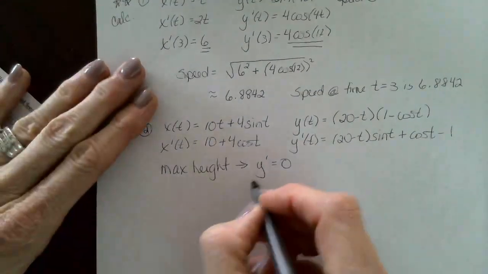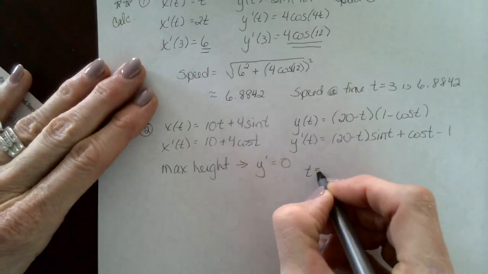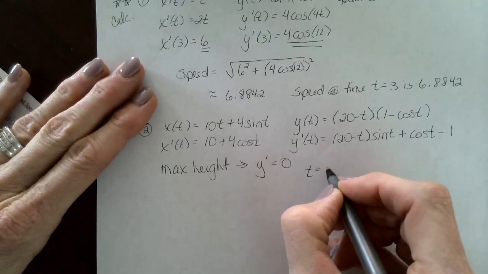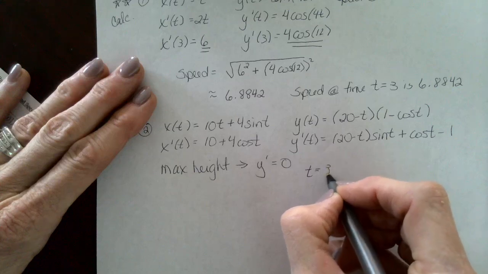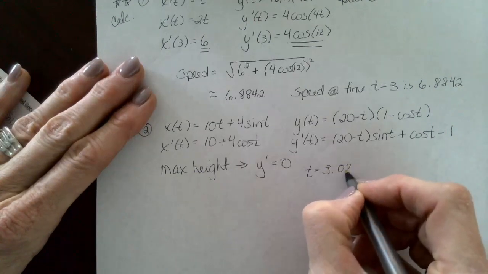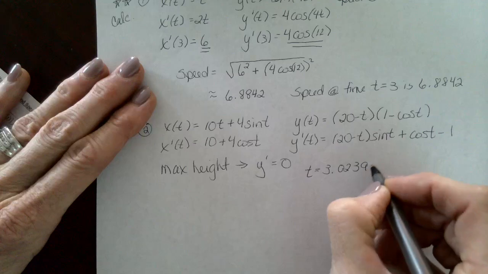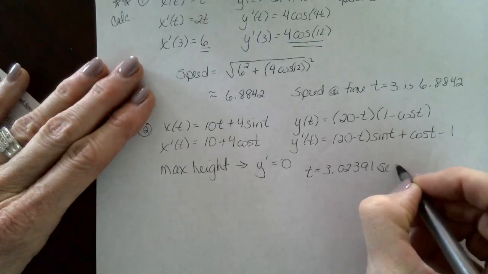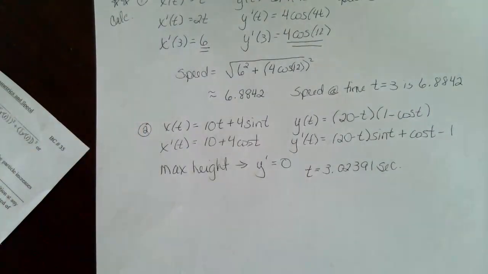What did we get for the t value? 3 point something? 3.02391. Yes. Is that what y'all got? And that would be seconds. They gave us units on this problem. So far, so good? We good? Okay. They wanted us to find the time when the car is at its max height.